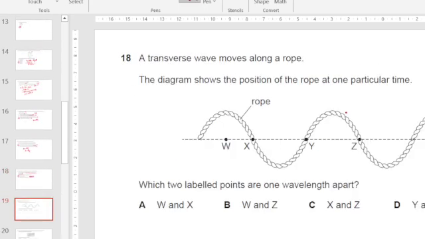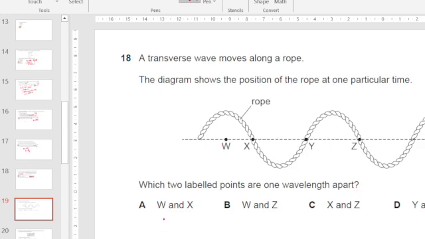And the 18th question, a transverse wave moves along a rope. The diagram shows the position of the rope at one particular time. Which two labeled points are one wavelength?